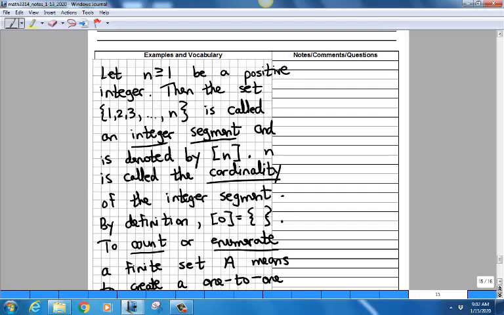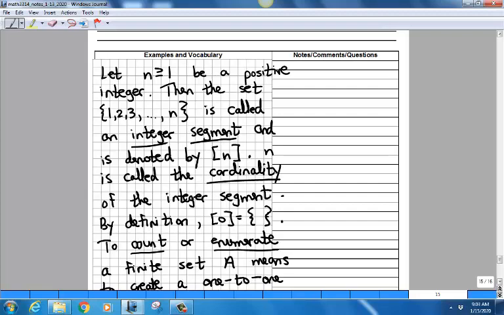And whenever we count a set that's not a set of positive integers, we just create a one-to-one correspondence between the given set and the integer segment. The cardinality of that integer segment, we will call also the cardinality of our given set. So, Eduardo, when you were counting the chairs, you set up a one-to-one correspondence between the chairs and what integer segment? 34. 34, right.